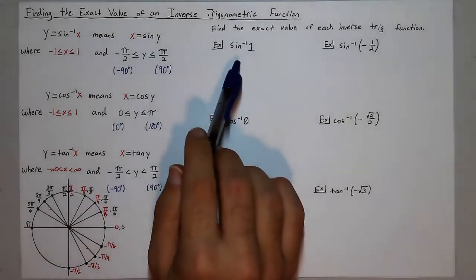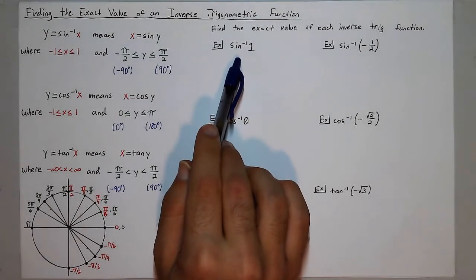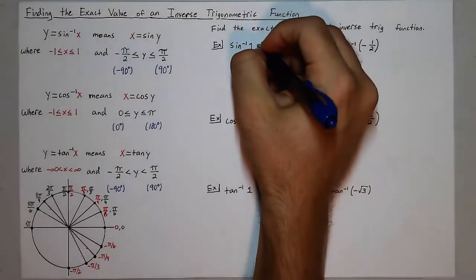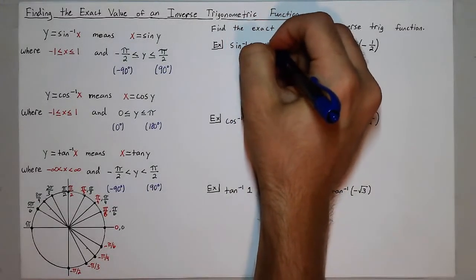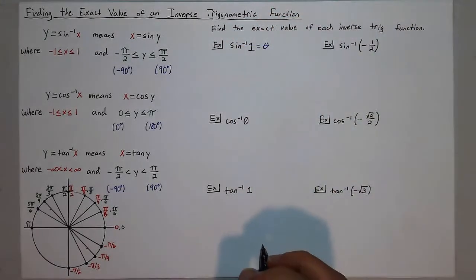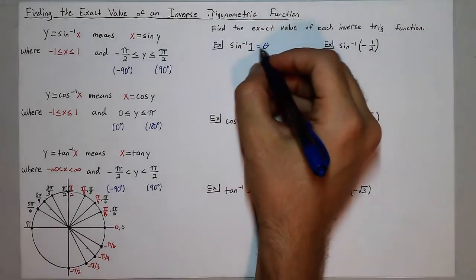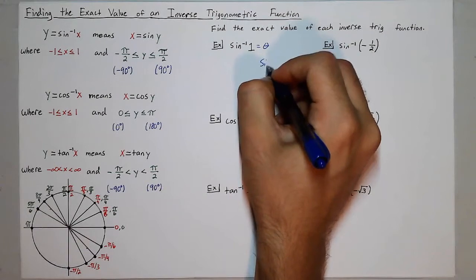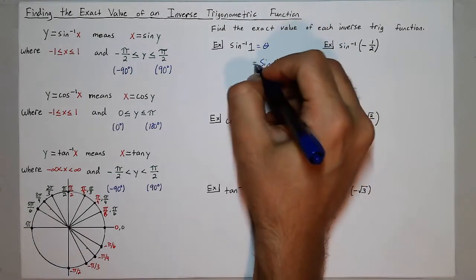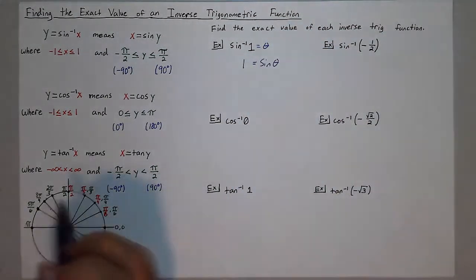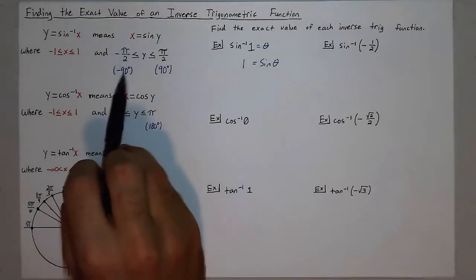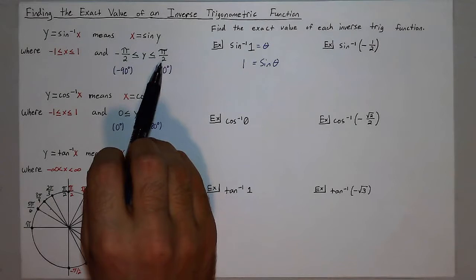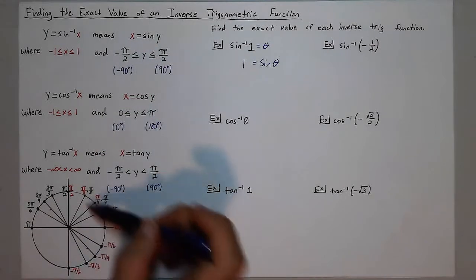So let's get into this first example. We have sine inverse of 1. The way you can also read this, if this is equal to some angle, what we're trying to figure out is by what angle theta the sine of theta is equal to 1. Where does that equal 1? And we're going to be bound between these two particular angles, negative pi over 2 and pi over 2, which is negative 90 degrees to 90.